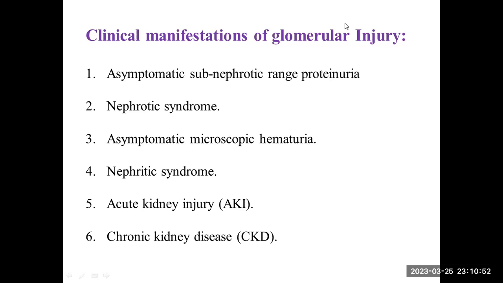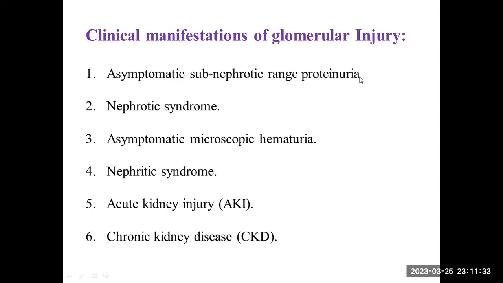Finally, glomerular injury can present as chronic kidney disease. And this can be the outcome of any one of the previous manifestations that we talked about. If any one of these 5 manifestations persisted and became unresolved and not controlled, eventually it can end up in chronic kidney disease. Consider this as a basket, which will be the outcome of any one of these 5 scenarios, if they are not controlled, unresolved and persistent.